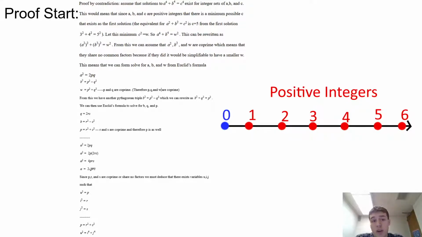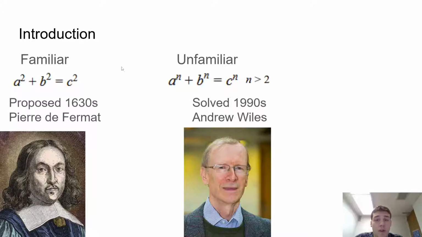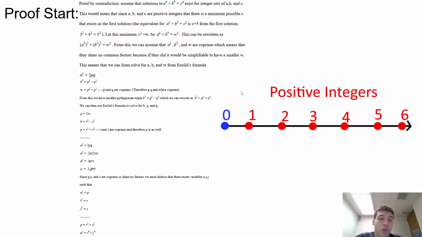I'm going to do a proof by contradiction. So back to what this was. This was a to the 4 plus b to the 4 equals c to the 4. We wanted to show that there was no solution for that. But let's assume that a to the 4 plus b to the 4 equals c to the 4. There exists a set of integers a, b, and c that would solve this. So given that there is a possible solution, there must also be a minimum possible c solution.